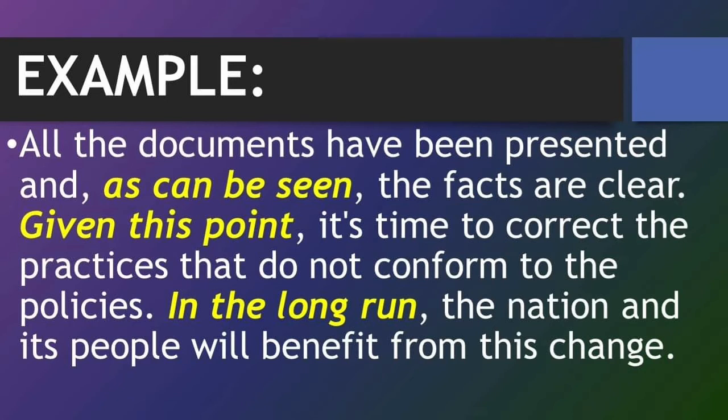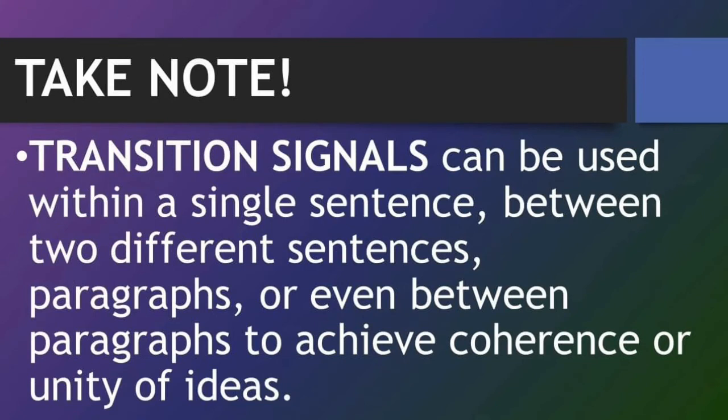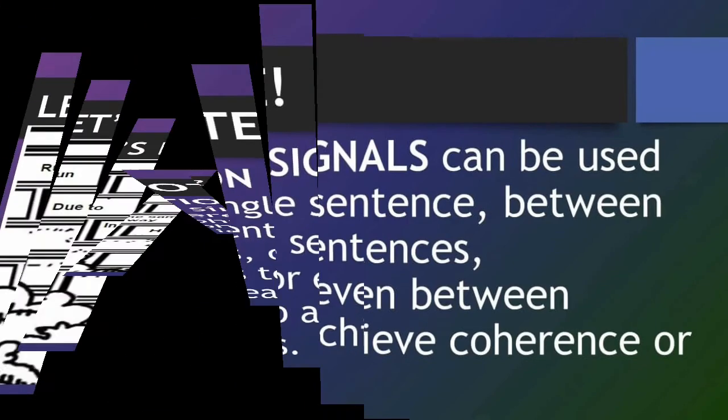Alright, so we're done with the discussion of the transition signals, their types, and their functions together with sample sentences. So I guess you are all ready for our practice activity. But you need to take note of this. Transition signals can be used within a single sentence, between two different sentences, or even between paragraphs to achieve coherence or unity of ideas, just like what we have in our examples. Alright, so let's start with the practice activities.